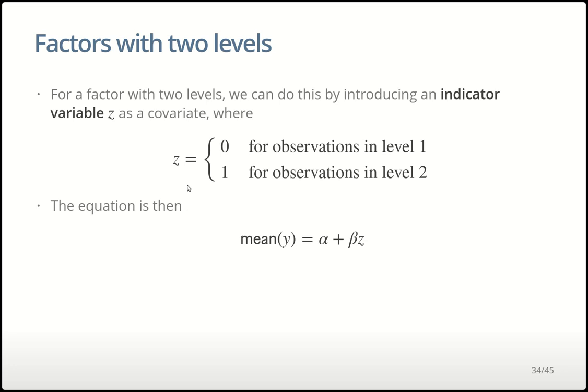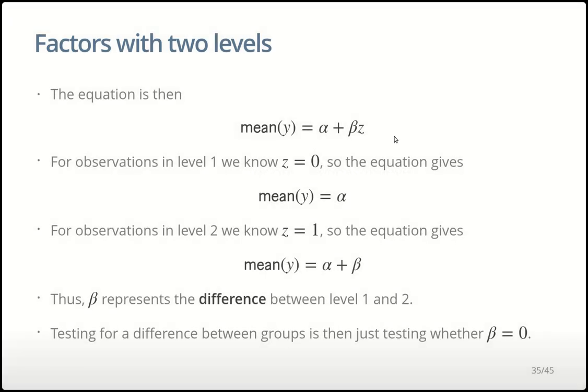Right, so z is a 0, 1, kind of a switch, and then the equation is just the mean of y is equal to alpha plus beta times z. Similar form to what we had before, but now we know that z only takes two possible values, 0 and 1, and that's it. So because z takes just two values, we can actually write down all the possibilities for what the mean of y is. So z is either 0 or 1. So if it's 0, then beta times 0 is 0, and we just get the mean of y equal to alpha.